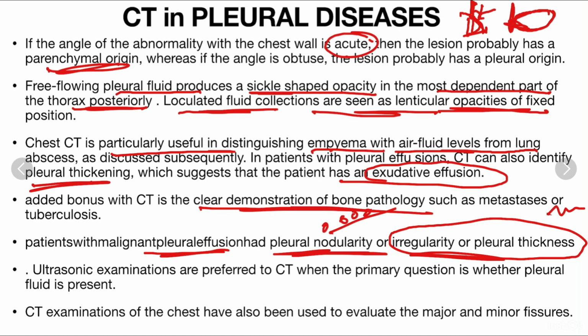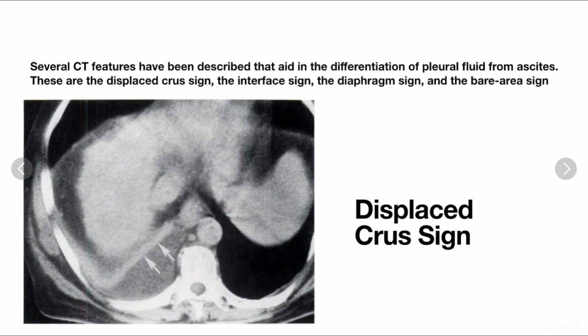Then they are telling that ultrasonic examination is preferred to CT when the primary question is whether pleural fluid is present or not. So for confirmation of pleural fluid, we should do USG rather than CT scan. CT examination of the chest has also been used to evaluate the major and minor fissure. So to evaluate major and minor fissure, we should perform a CT. There are also several signs we used to differentiate pleural effusion from ascites. Whether it is ascites or pleural effusion, we should perform a CT scan.